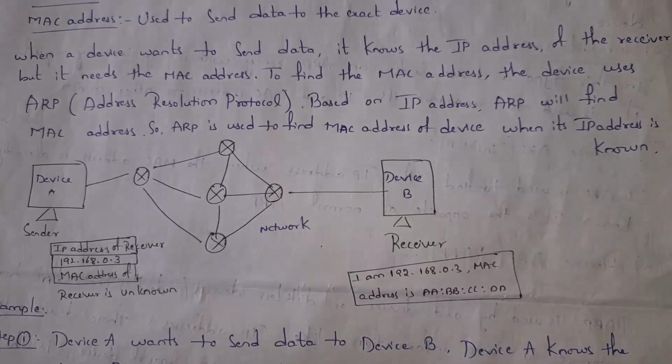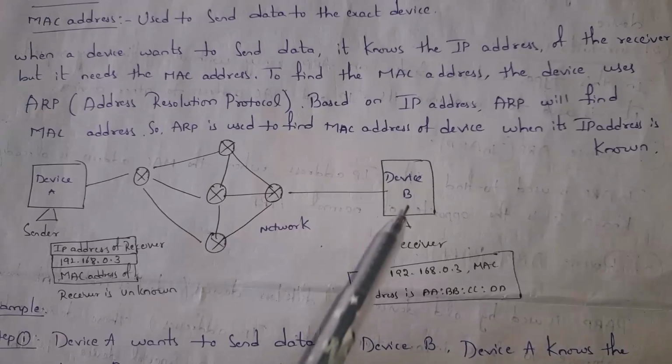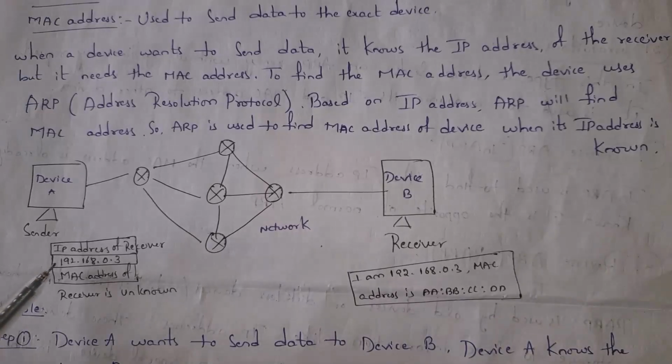Okay, this is an example. For example, device A wants to send data to device B. So device A knows the IP address of device B. For example, let us say device B's IP address is 192.168.0.3. So device A knows the IP address of device B.